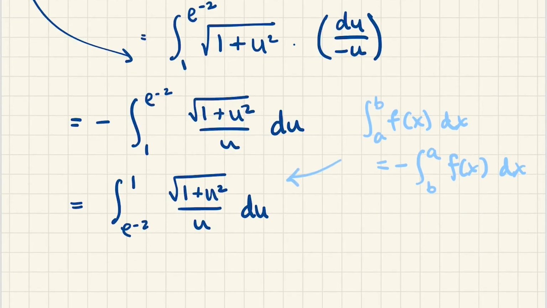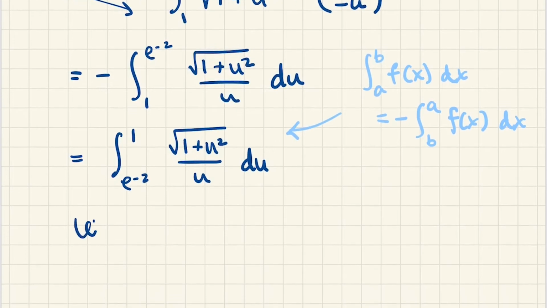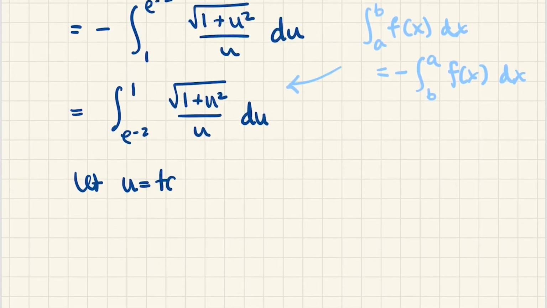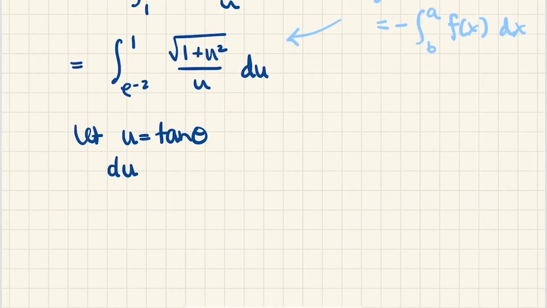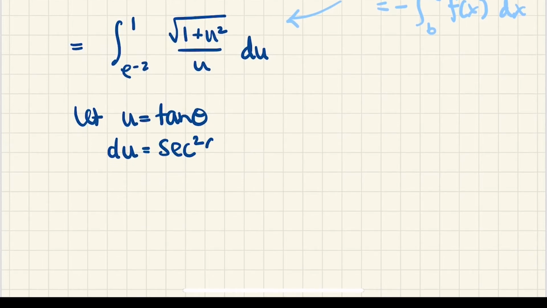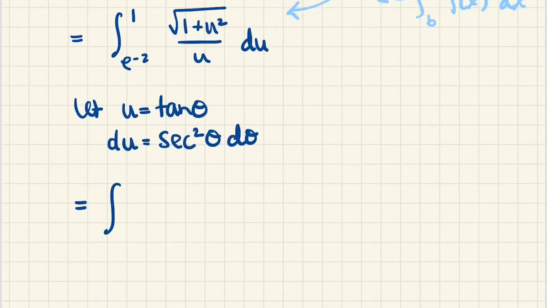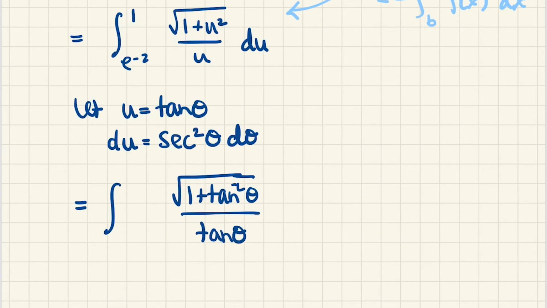All right, let's do our tangent substitution. So we're going to let u equal tangent of theta. So du is secant squared theta d theta. Okay, well, what does this do to our integral? Well, worry about the bounds in just a minute. We have 1 plus u squared, which is 1 plus tangent squared of theta, over u, which is tangent of theta, and du is secant squared theta d theta.